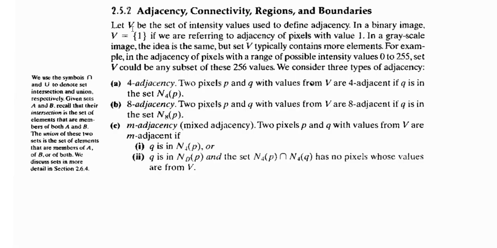And in 8 adjacency, two pixels P and Q with values from V are 8 adjacent if Q is present in the set N8 of P. Whereas M adjacency is a combination of 4 adjacency as well as 8 adjacency. It is also called mixed adjacency. Two pixels P and Q with values from V are M adjacent if Q is present in the 4 adjacency of P as well as in the 8 adjacency of P.